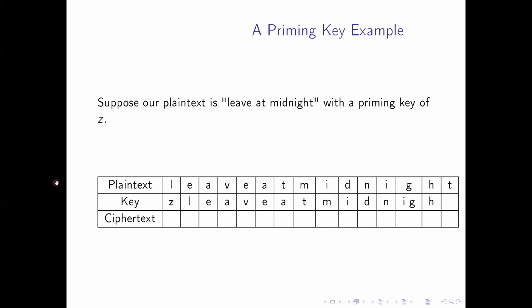And then I put in the rest of it. Oh, my apologies, that should be a G and H in the last two spots. I put down the rest of the word, I just do leave at midnight. Now, I start over with the priming key of Z. Your priming key could be three or four random letters.